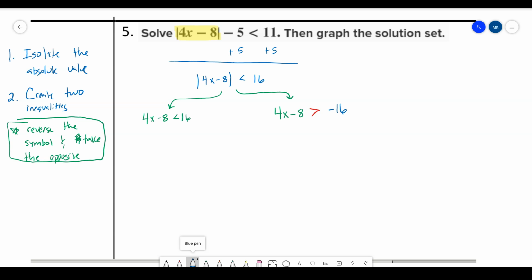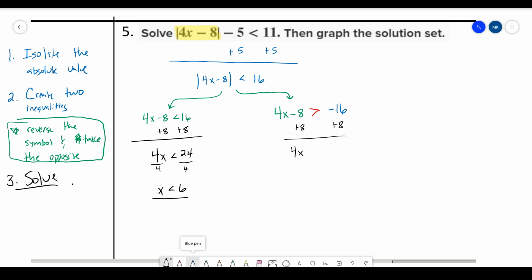So now I have two different statements, right? I've got two simple inequalities, and I'm going to go ahead and solve them. So we're going to say 4x minus 8 less than 16. We're going to solve this. Add 8, right? We get 4x is less than 24, and divide by 4 to get x is less than 6.